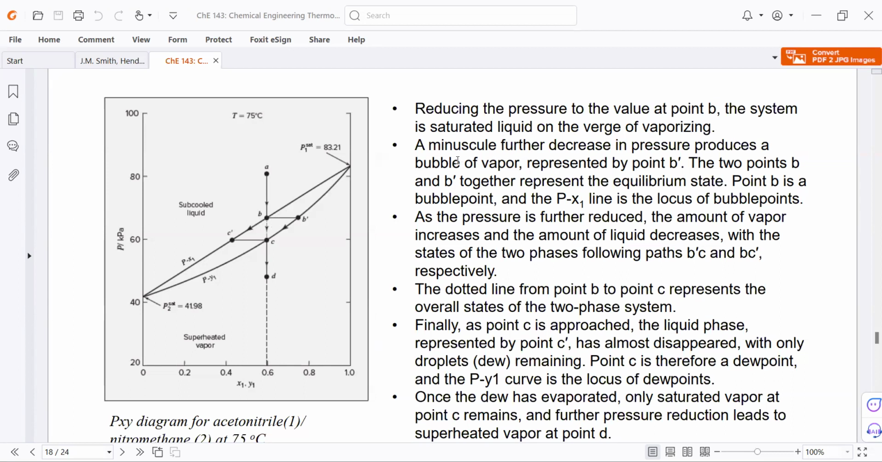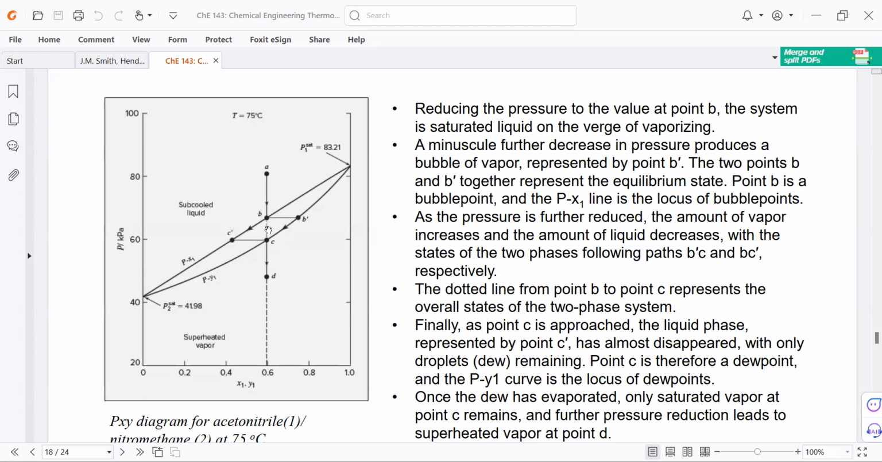So if we further decrease the pressure, as we move down, it produces a bubble of vapor. So the bubble of vapor is represented by point B prime. Okay? The 2 points B and B prime together represent the equilibrium state. Okay? Point B is the bubble point, and the px1, so this is the curve line, is the locus. So this is the locus of the bubble points.